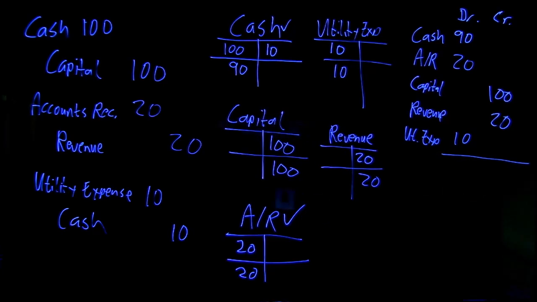So if we add up our total debits, we get 120. We add up our total credits, we get 120. So we prepared our trial balance, and now we can be assured that debits equal credits.